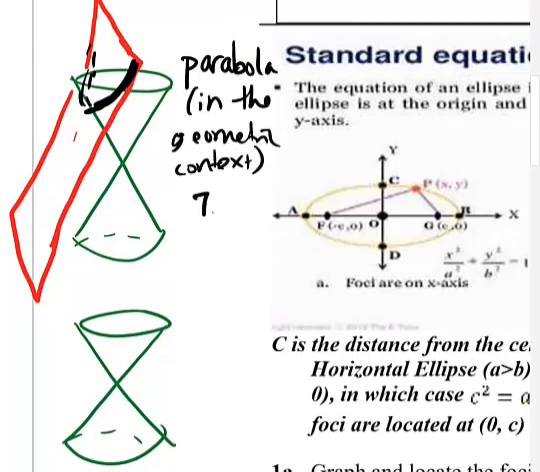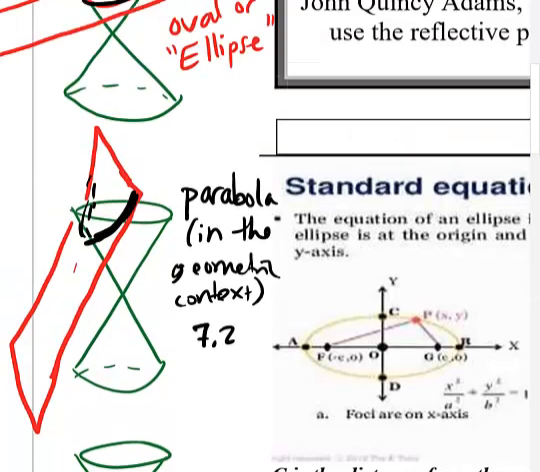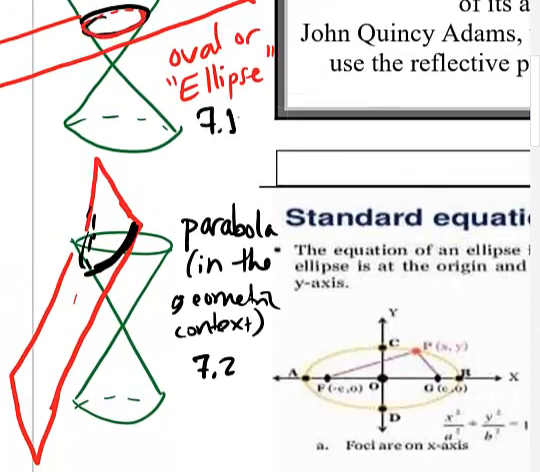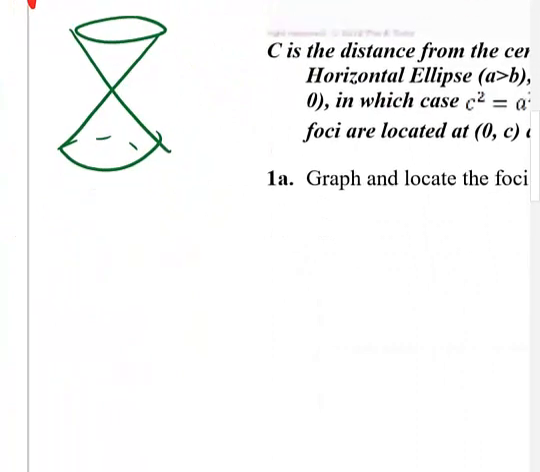So that'll be section 7.2, the next section. Right now, in this section we're actually studying the ellipse, which is the second one we drew. The third one, though, will be for section 7.3, the last section we care about in this chapter.